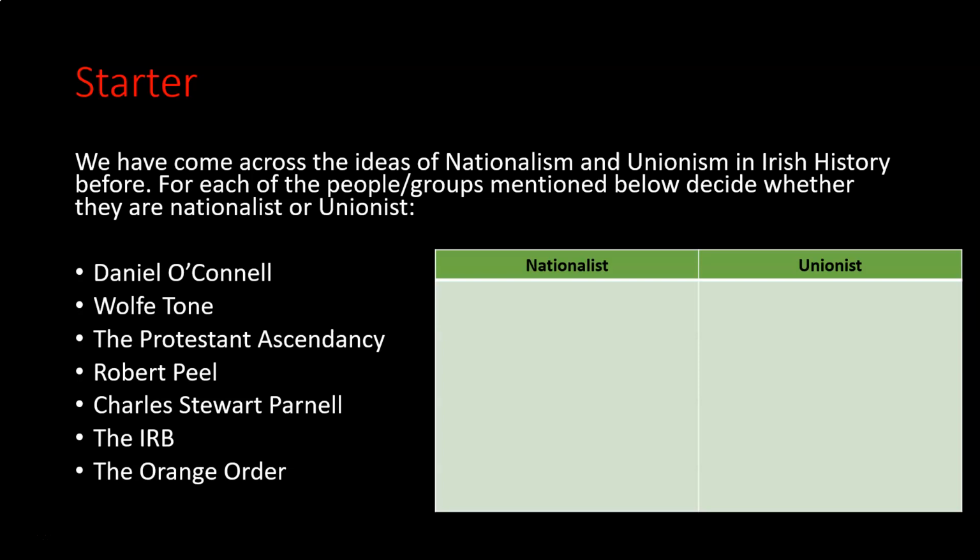What I want you to do, and you just have to think about this, you don't need to write it down anywhere. You can do it in your head, or if you prefer to write it down, of course, do. There are 7 people or organizations mentioned here on the left hand side. We have Daniel O'Connell, Wolfe Tone, the Protestant Ascendancy, Robert Peel, Charles Stewart Parnell, the IRB, and the Orange Order. For each of them, I want you to decide, do they belong under the idea of nationalist? Are they nationalist people or organizations, or are they more belonging to unionist groupings? Pause here for a few minutes. Think about each of them. Can you place them in the correct place? And when you've made your decisions, then you can press to continue with the video.